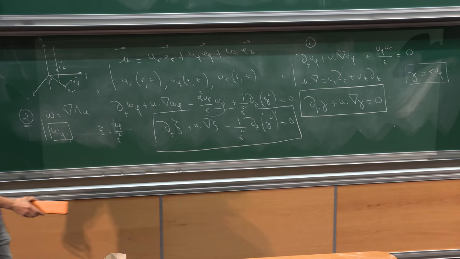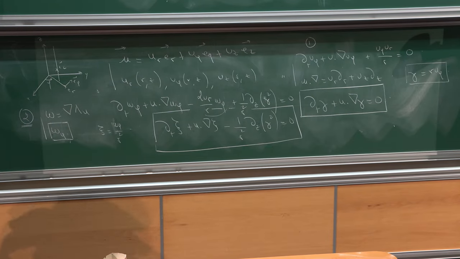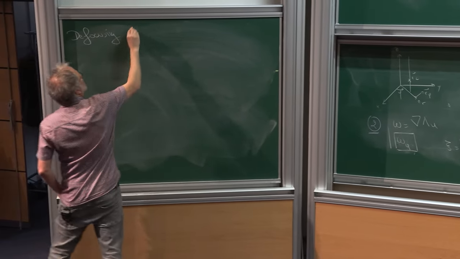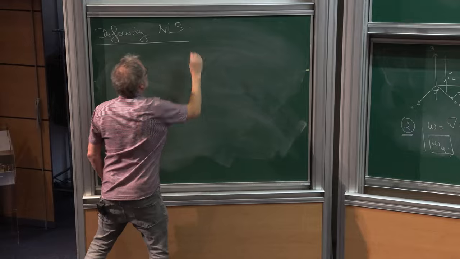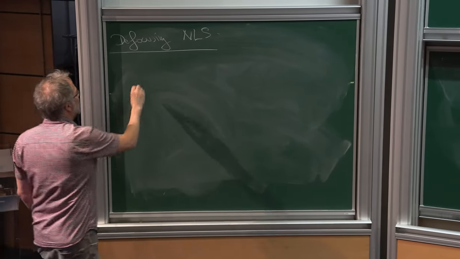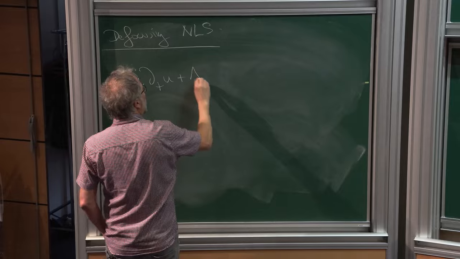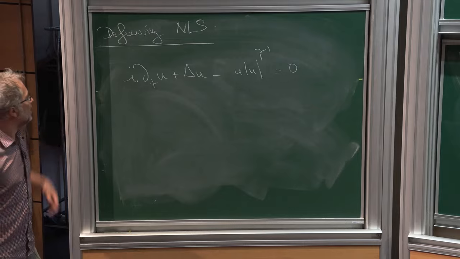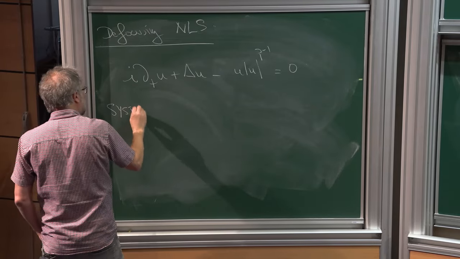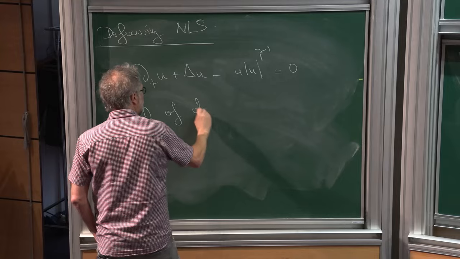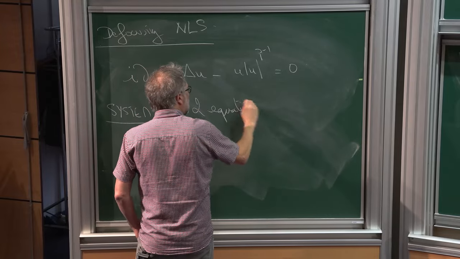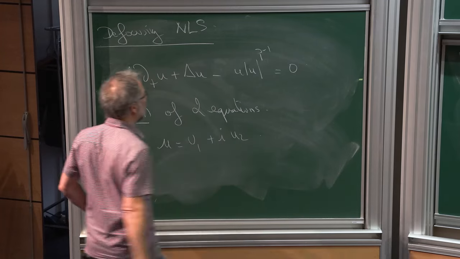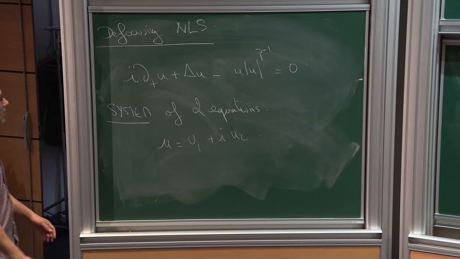So I wanted to show this simply for this reason, that this is exactly the way you should think of NLS. If I go back to my defocusing NLS, this is exactly the way I want to think about it. So I have i dt u plus Laplace u minus u to the p minus 1 equals 0. And I want to think exactly, this is a system of two equations, simply because I write u as being my real and imaginary part, and I can think of this as a system for u1 and u2.